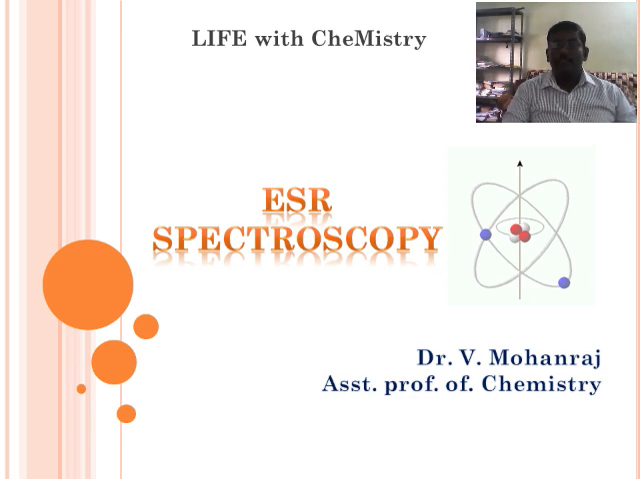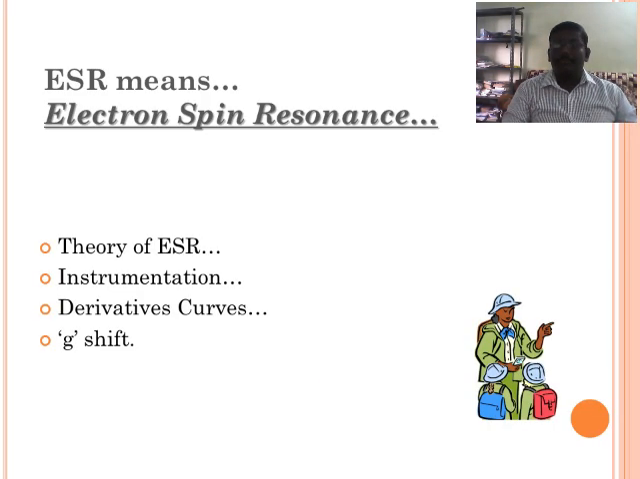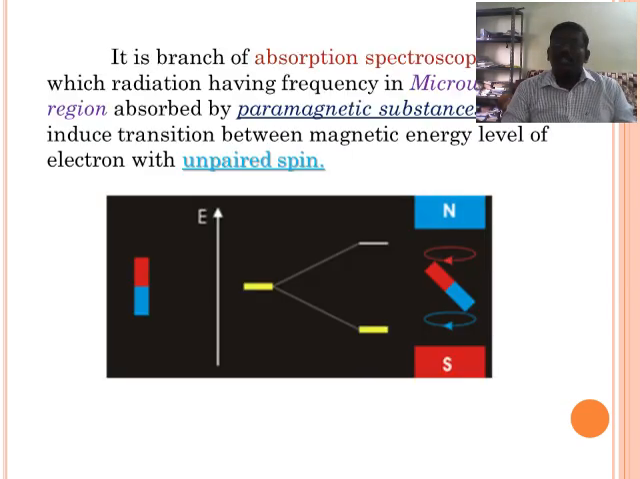Hello friends. So today we are going to discuss ESR spectroscopy. So what is meant by ESR? Electron Spin Resonance. We are going to see the theory of ESR, instrumentation, derivative curves, and g-shift. First of all, we discuss what electron spin resonance, ESR, is.